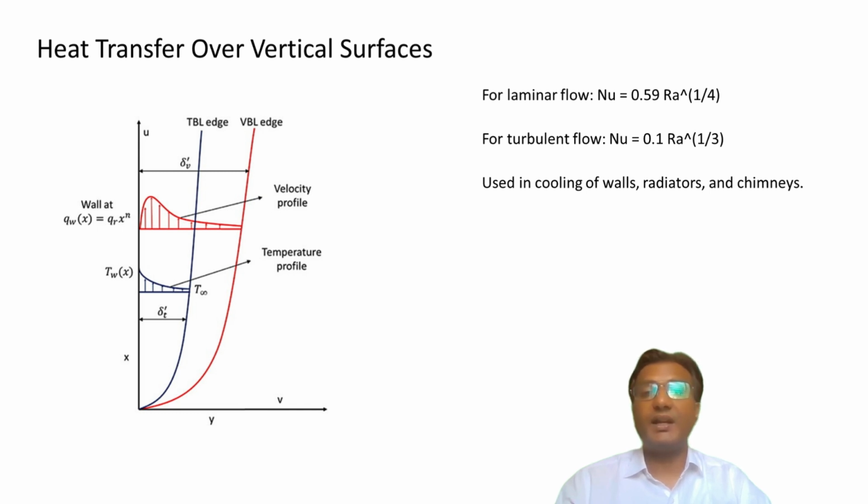Vertical surfaces are ideal for natural convection because rising warm fluid creates strong circulation. Understanding this correlation helps to minimize passive heating or cooling, ensuring efficient thermal performance without mechanical input. Next, we will explore natural convection over a horizontal surface.